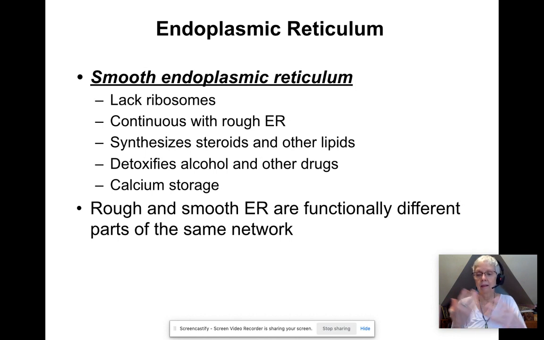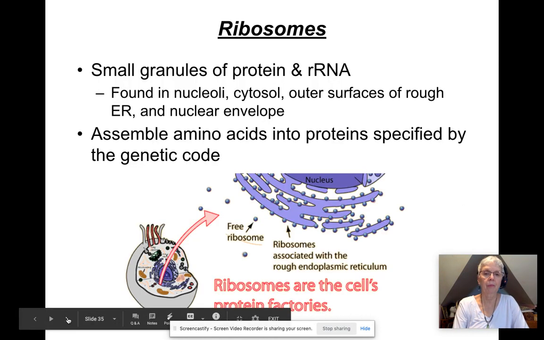If we take, let's say, too much aspirin one day, instead of our body going into an overdose, these actually help just to detoxify it. And then it does calcium storage, and this is important for our bones and our muscles.